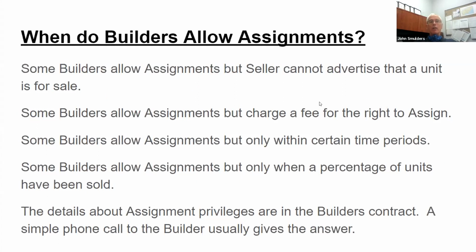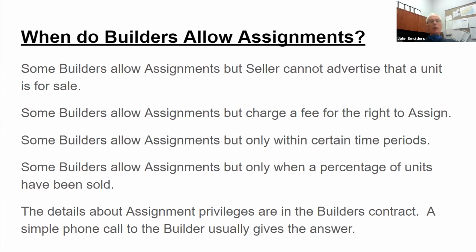When will a builder allow an assignment? Some builders allow assignments, but the seller cannot advertise that a unit is for sale. Now, why would a builder do that? The reason is that the builder will allow the seller to sell the contract, but doesn't want to advertise it because they may still have units for sale in that building. They want their own units to sell, for obvious reasons.